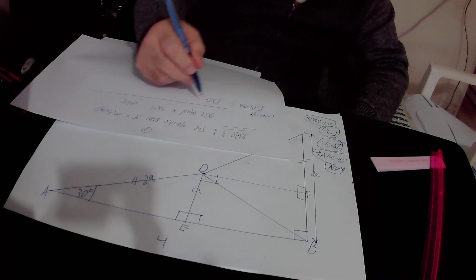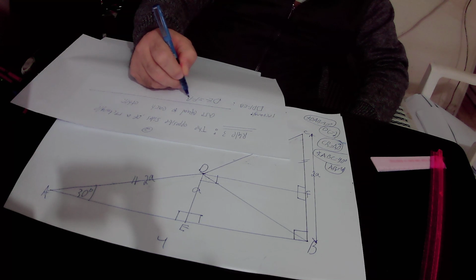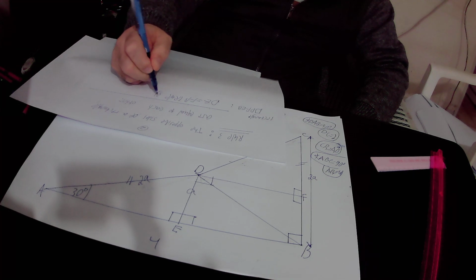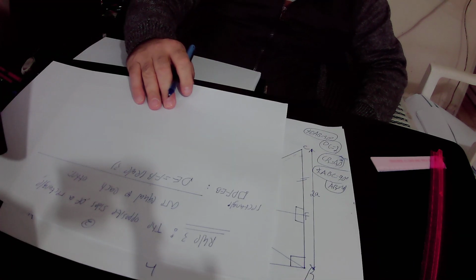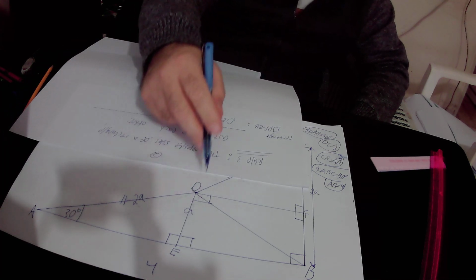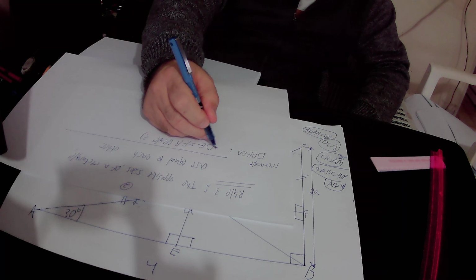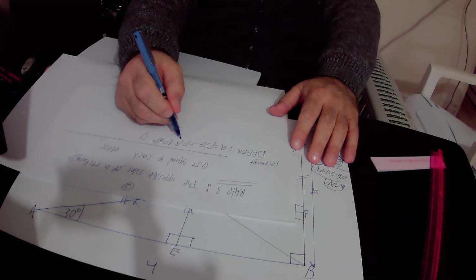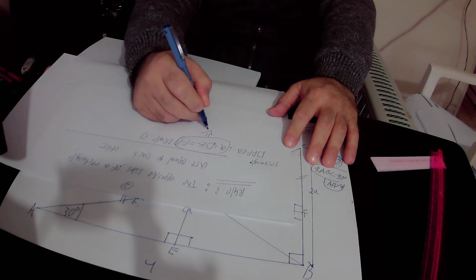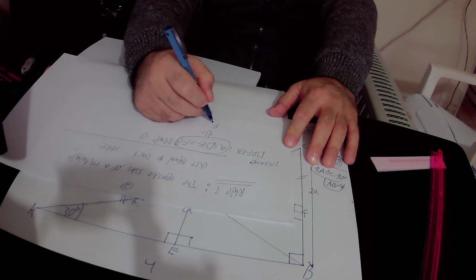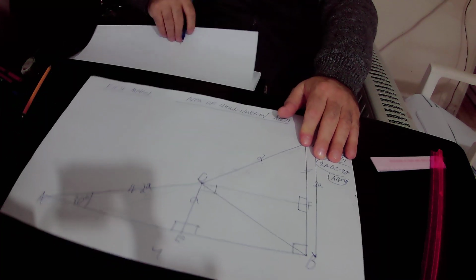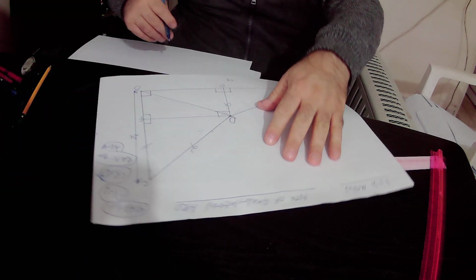DE must be equal to FB according to rule number 3. But according to our definition, DE equals A. So here DE equals A. And from this equation, we will derive that FB also equals A.